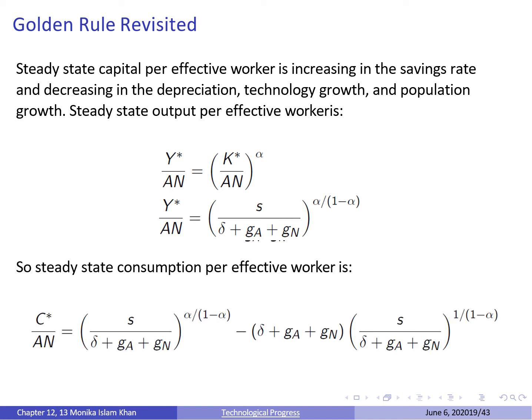Now that we have the equations for capital per effective worker and output per effective worker at the steady states, we can plug those into consumption per effective worker and find this equation for the steady state consumption per effective worker. Now that we have this equation, the next step is to find the savings rate that maximizes consumption per effective worker. And to do that, we need to take the derivative of this consumption per effective worker with respect to the savings rate, and then equalize that to 0 and solve for the savings rate.